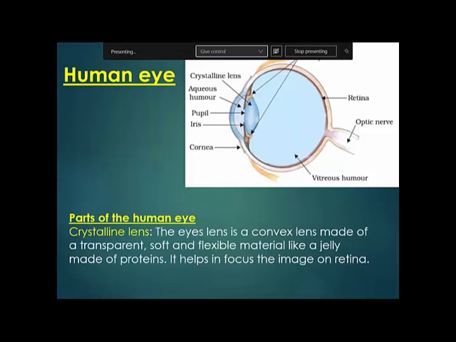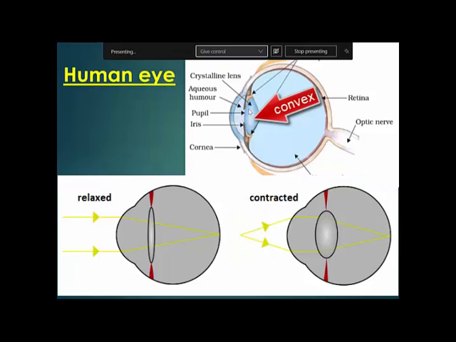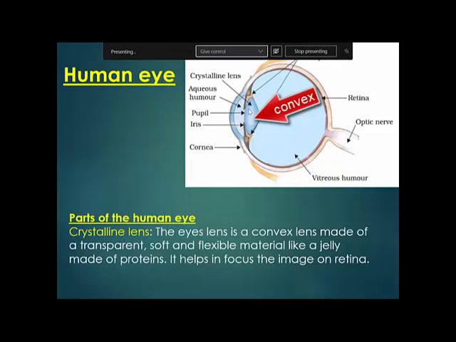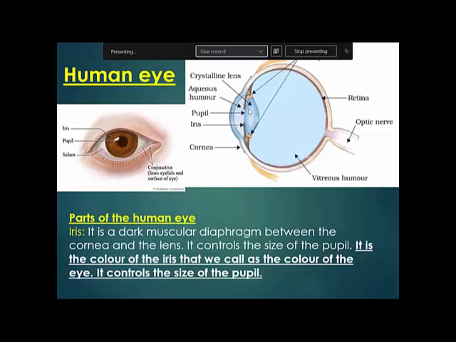Next is the lens. You see this thick lens, the blue color one. This is the lens of the eye. What does the lens do? You must know the functions of all these parts. The lens helps us to focus the things, anything that we see. It's a convex lens, transparent in nature and very flexible. You can make it thin, you can make it thick also.